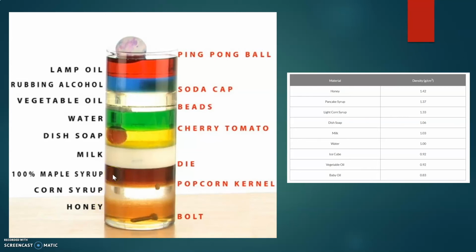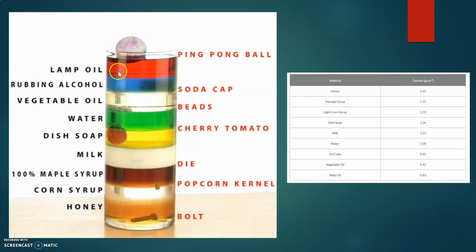So the maple syrup has more mass than the milk because it appears that the milk is floating on top of the maple syrup. And then the water is less dense, has a lower density than the dish soap. So now let's talk about the objects in here. So we have the ping pong, a cherry tomato, popcorn kernel. So the ping pong is the least dense of them all because it's floating on top of everything.